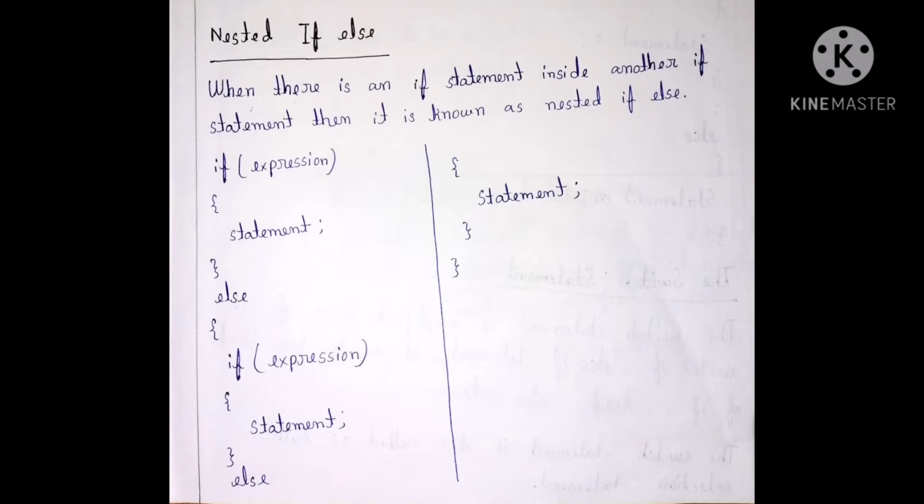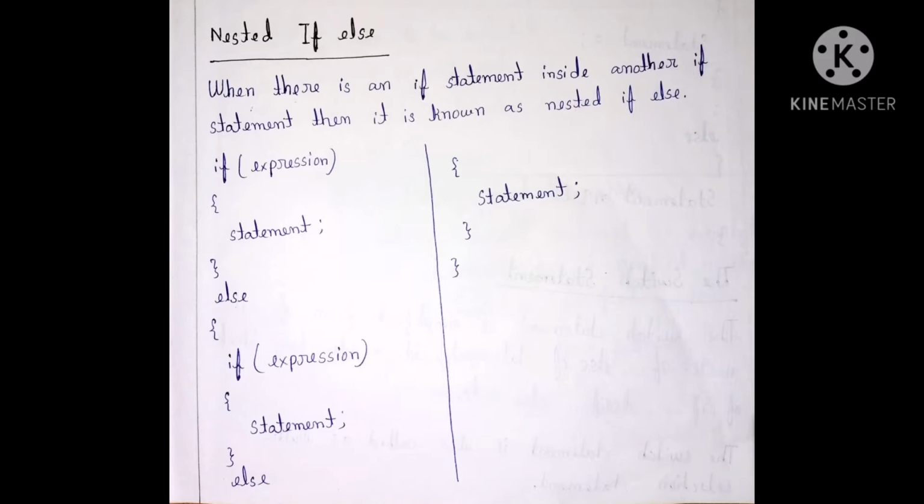When there is an if statement inside another if statement, it is known as a nested if else statement. Which means when an if statement is present inside the body of another if or else, it is called a nested if else. Here is the syntax of the nested if else statement.